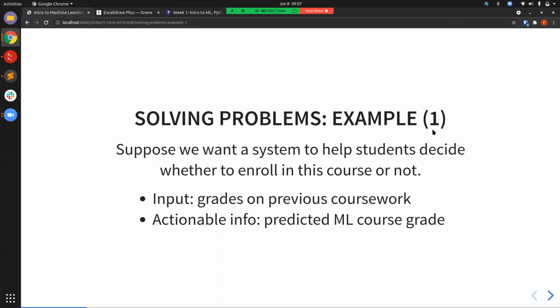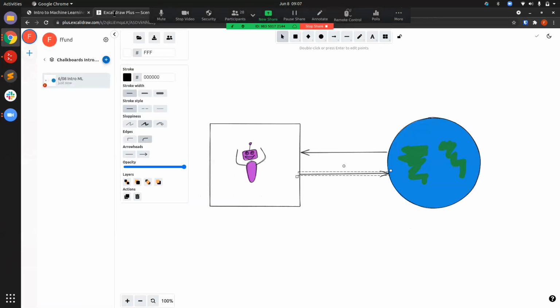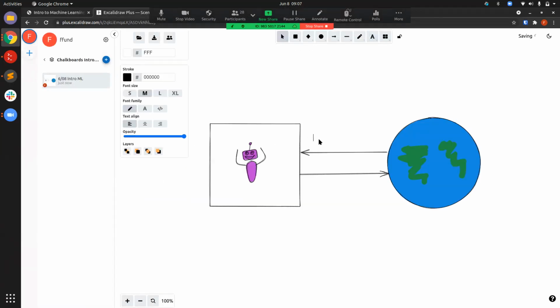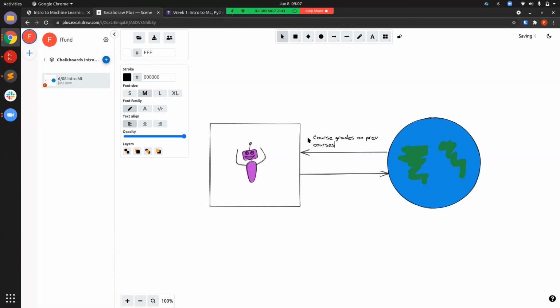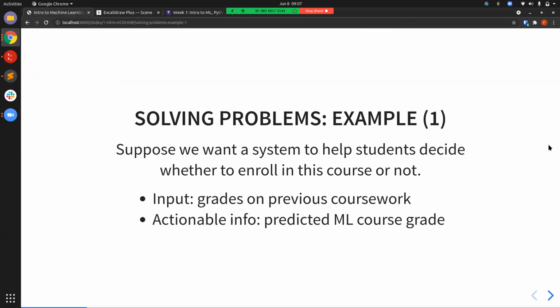So suppose I want a system that will help students decide whether or not to enroll in this course. As input, the system will accept grades on previous coursework. And the actionable information it will produce is, what is my predicted machine learning course grade? So back here, the input it gets from the world is course grades on previous courses, and then we're going to ask it to predict my course grade.